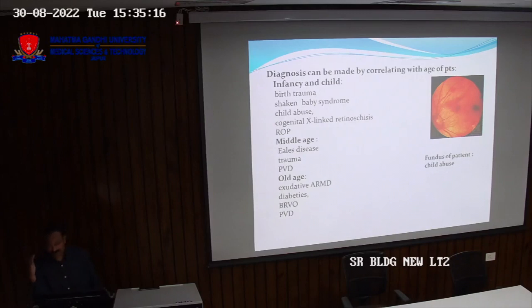So this is how you should keep your diagnosis, and this type of question comes in your MBBS examination also. So you have to answer accordingly, like what are the different important causes in different age groups.